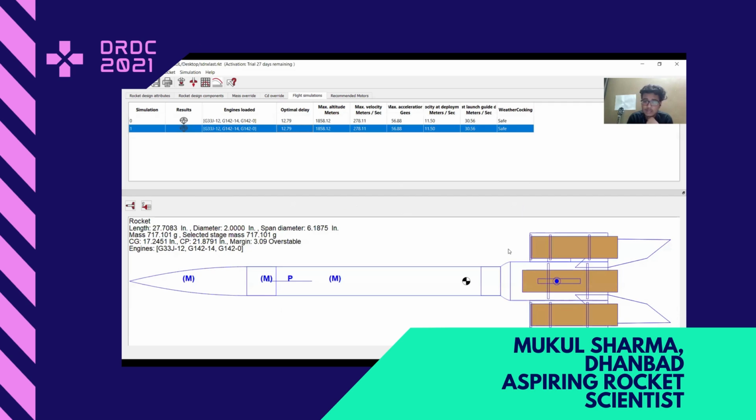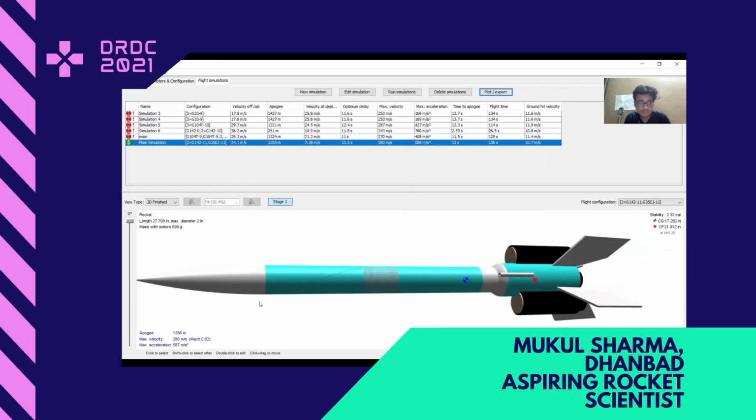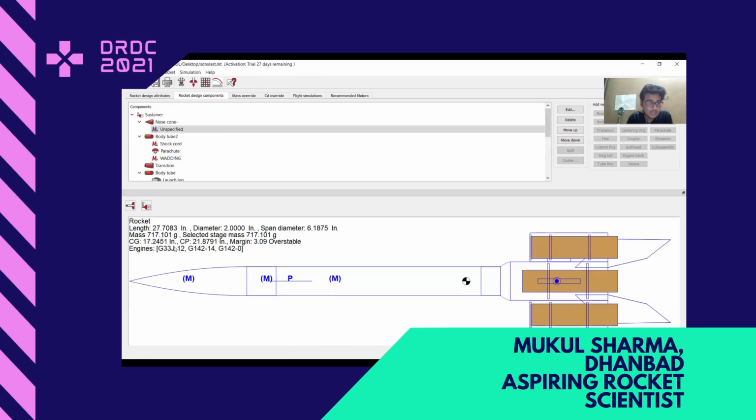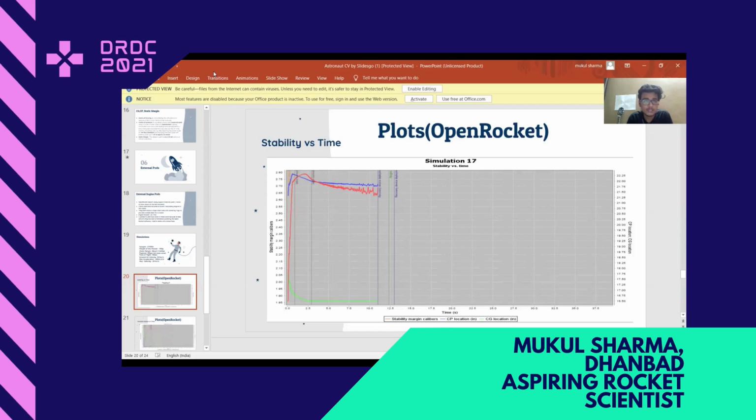According to me, Rocksim is giving somewhat more accurate simulations because Rocksim really supports external pods, but OpenRocket doesn't. OpenRocket says the apogee is 1356 meters, and it doesn't support these two things. But Rocksim says that the apogee is around 1856 meters. Okay, now let's head back to our presentation.